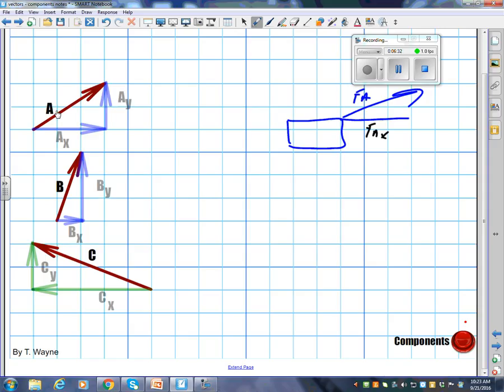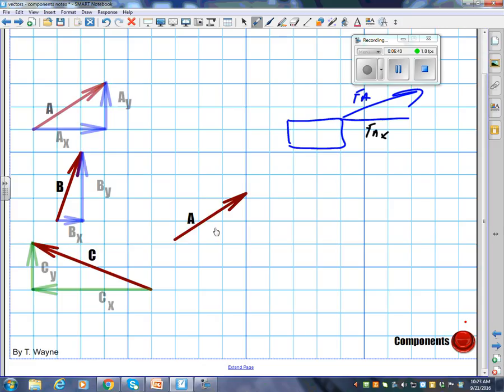Okay, so here's vector A. Would you agree that this is the X component of A? Would you agree that this is the Y component of A? Okay, and then likewise for B and for C, right? So if I'm going to take A, B, and C and actually add them together by scale, all you have to do is watch.